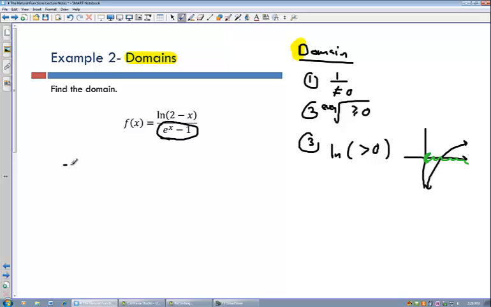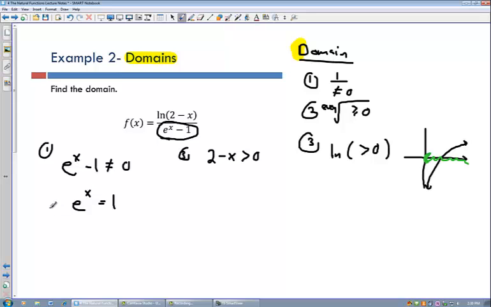So I want to make sure e to the x minus 1 is not equal to 0. And that's one thing. That's from 1. And there are no roots, but there's another thing. So from 3, I want to make sure that this 2 minus x is greater than 0. And so for this one, I can solve this. e to the x, when is this equal to 1?